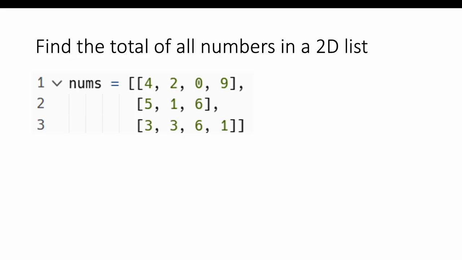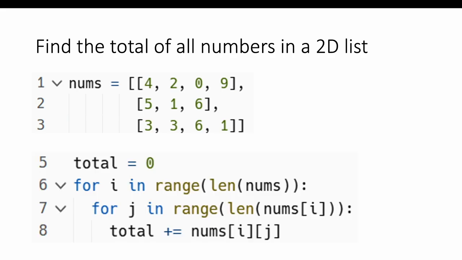If we want to find the total of all numbers, it's very similar to before, but we will start from total equals 0, just like in running total algorithms. You'll notice lines 6 and 7 are exactly the same as what we've had before, so len nums and then len nums i, and then we're just adding nums i j to our total. Probably I should have printed that there on line 9.